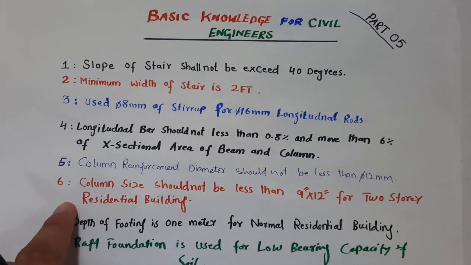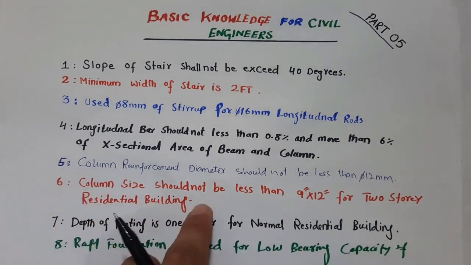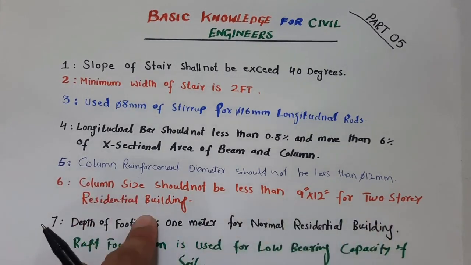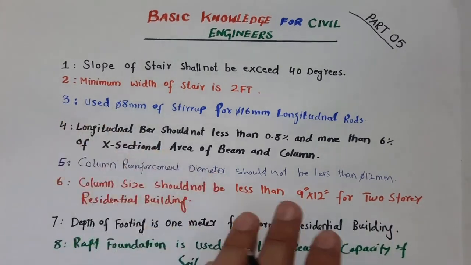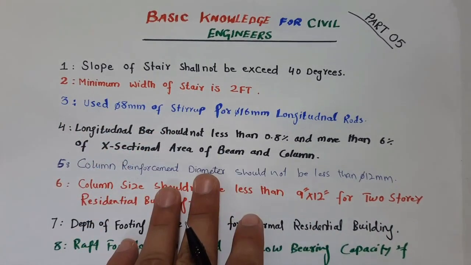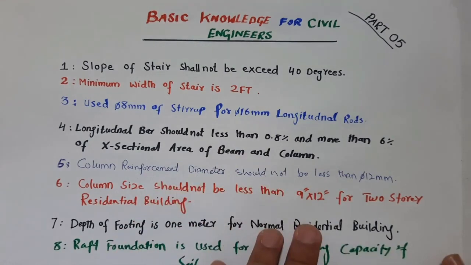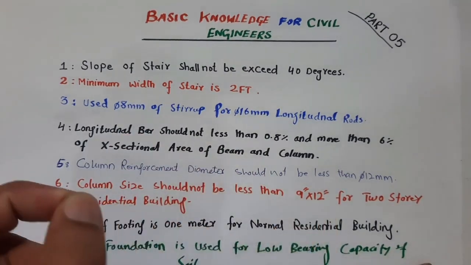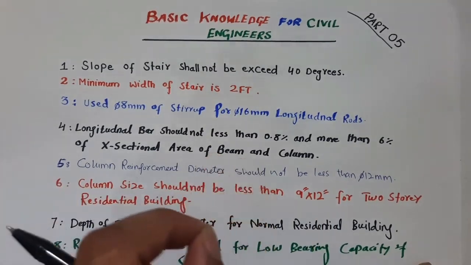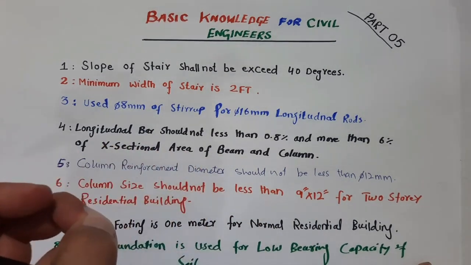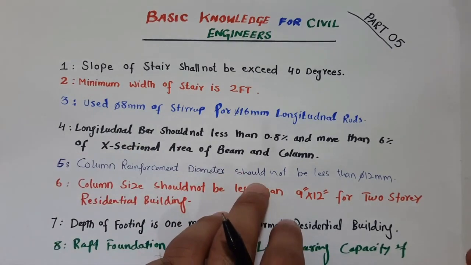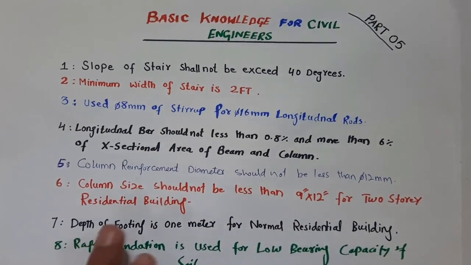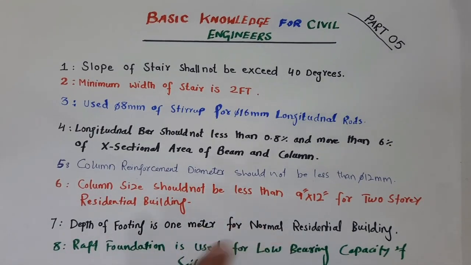The sixth one is, guys, you can see clearly here, the column size should not be less than 9 by 12 inches for a 2-story residential building. Normally people are using 9 by 9 inches, but if you want to be safe and put in a factor of safety, then you can use 9 by 12 inches size of column. Or you can say 22 by 30 centimeters column size.